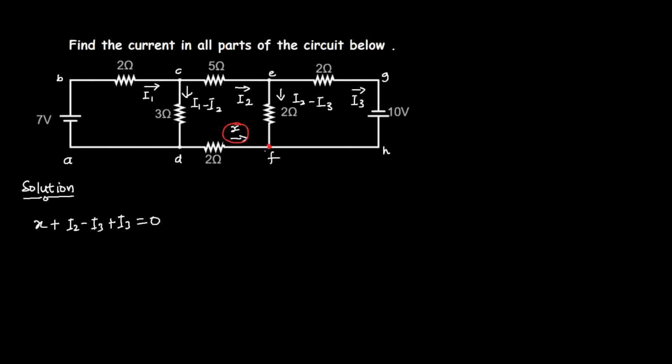You know that the sum of the current moving towards the node equals the sum of the current moving away from the node. But in this case, all the currents are moving towards node F, so we equate it to 0. Then I have X plus I2, because this I3 and this I2 minus I3 will cancel out, equal to 0. So X equals minus I2. That's the value of X. Instead of this X here, you can write negative I2 there. So note here that X equals minus I2. Let's have that written down.